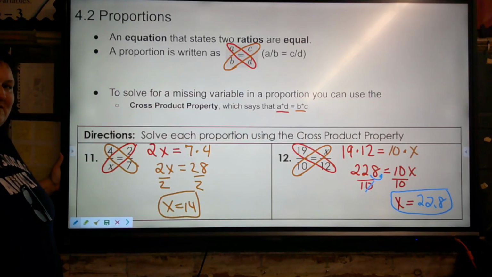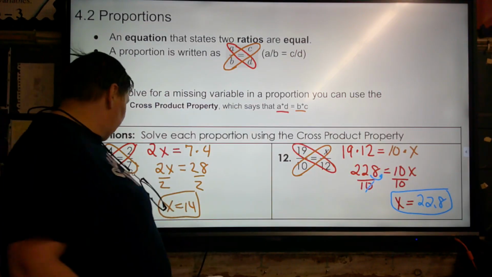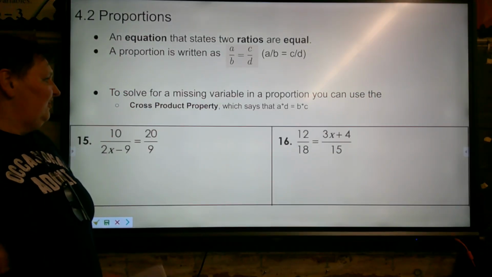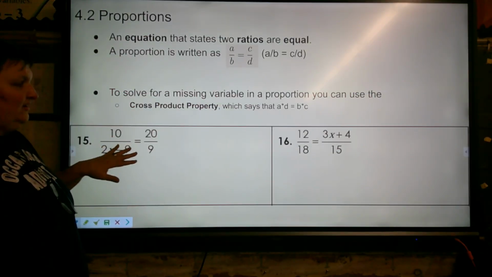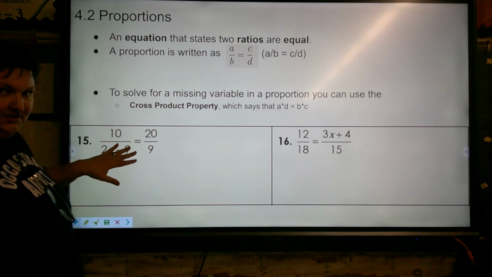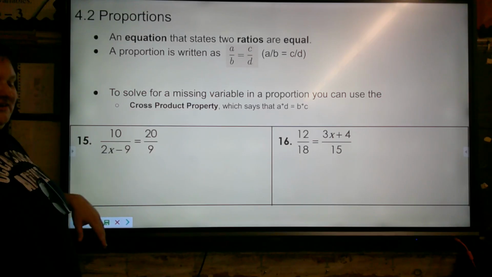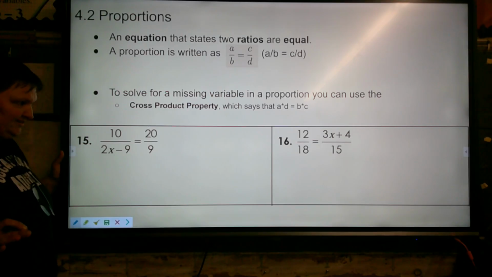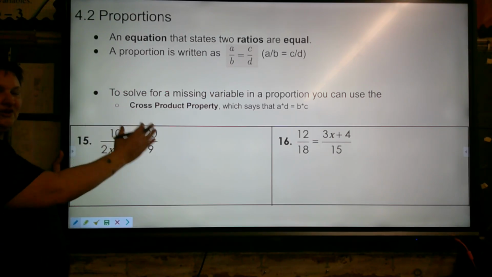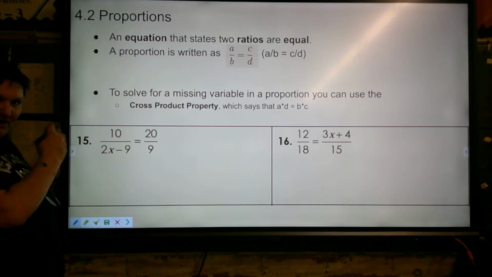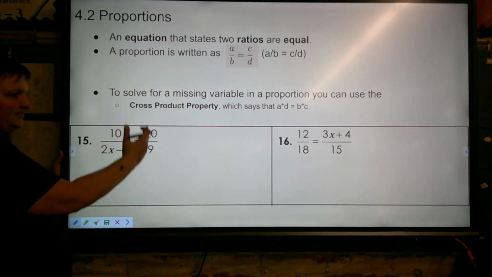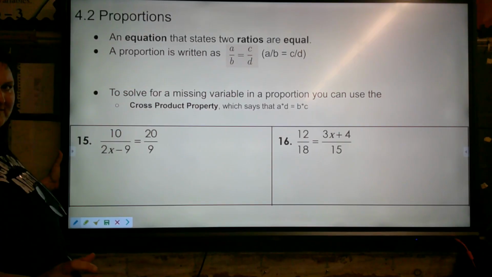Good? Two more. Let's get them a little bit more complicated so we can make sure we're following the process. You'll notice that these ones are not single digits. I'll show you how to do it. Same thing, same rules, same process. It doesn't matter where you start as long as you go cross product. They have to have this fraction or ratio equal to this fraction or ratio, or it doesn't work.